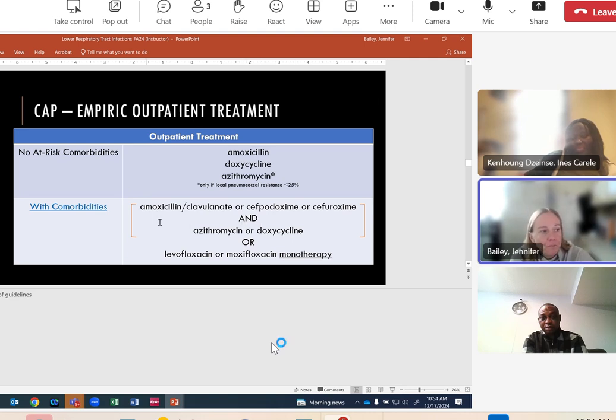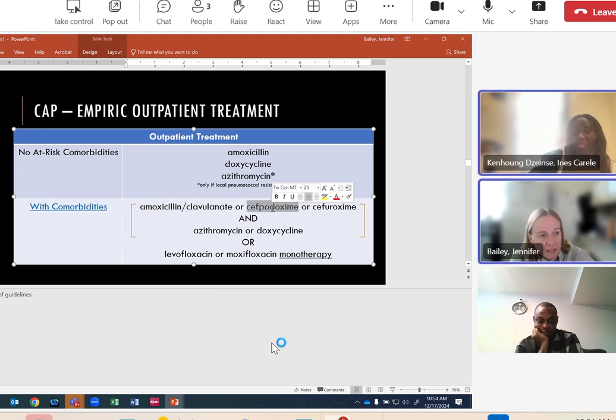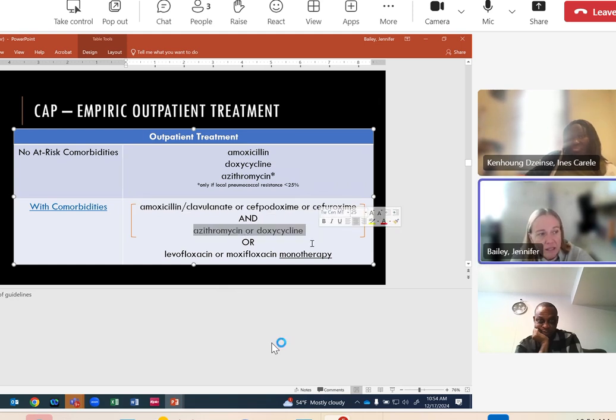So it is basically either an oral beta-lactam. The drugs that the guidelines specifically promote are Augmentin, so amoxicillin clavulanate is Augmentin, or cefpodoxime, which is a third generation cephalosporin. The beta-lactam is paired with either azithromycin or doxycycline.